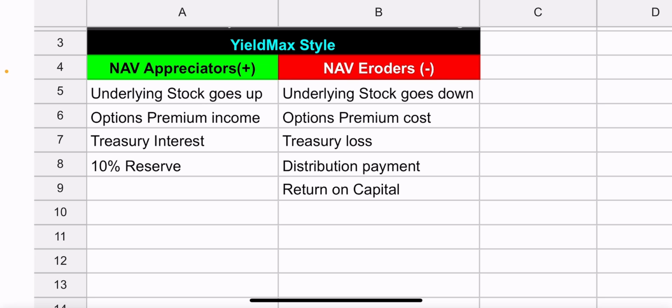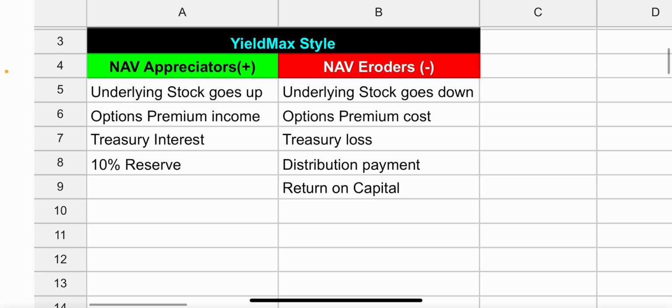What's another NAV appreciator? Options premium income. Duh, right? The whole point of this fund is to produce income from options premium. For YieldMax, they're selling calls and they make a premium. As soon as they make that premium, it goes into the cash, or they add it to treasuries, whatever they do. It goes into one of them, and it increases the NAV, because it goes into the assets, and assets minus liabilities, typically, the market value of the fund divided by outstanding shares equals NAV.